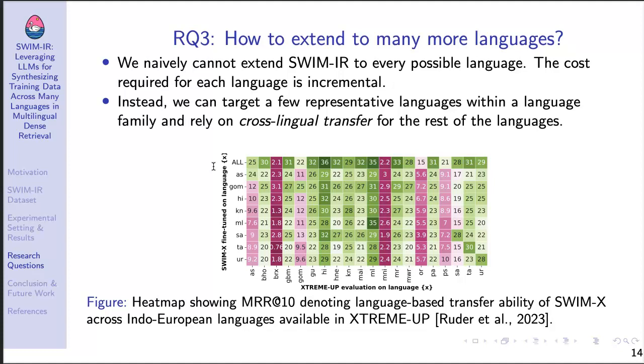In order to demonstrate this, in our paper we conducted a cross-lingual transfer experiment for different languages within the Indo-European language family. Here on the y-axis, we fine-tune on just a single language, and on the x-axis we evaluate on certain Indo-European languages. If you look at a few rows such as the Hindi row or the Gujarati row, they often give you good generalization across all the different Indo-European languages.